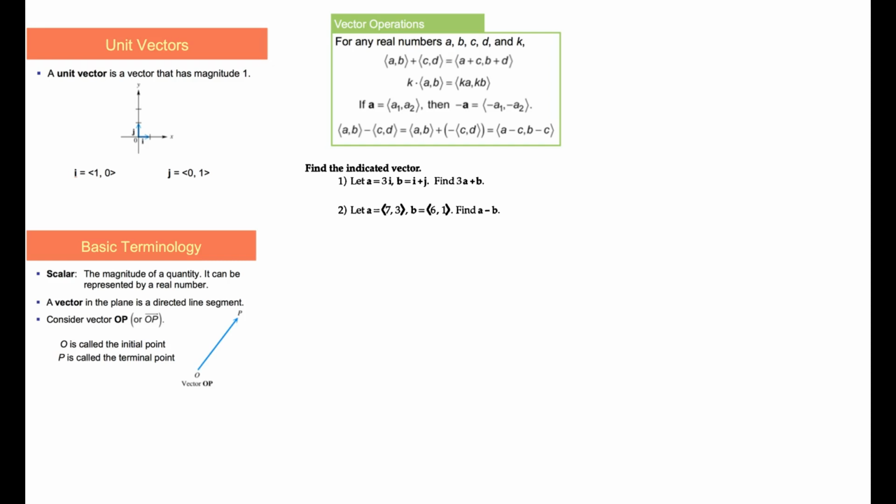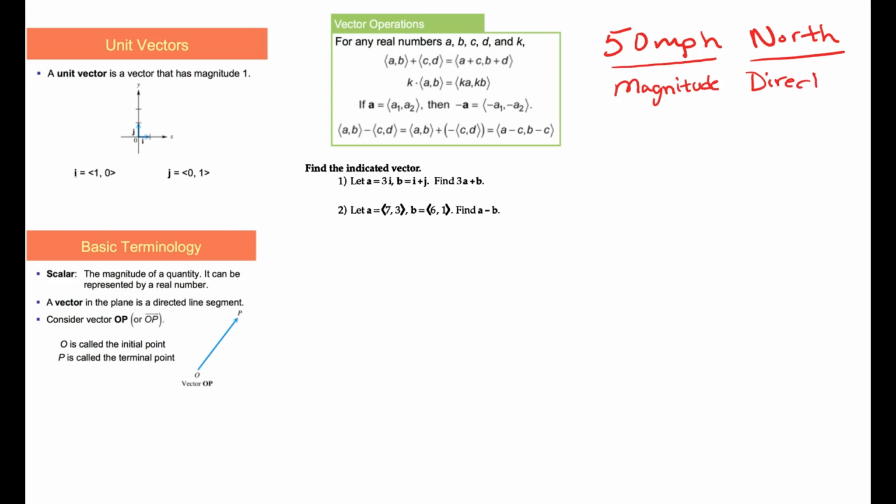So consider that a vector quantity might be like you saying, well, I'm going 50 miles per hour headed north. Okay, so I'm going to write that down. 50 miles per hour north. Okay, so this quantity represents the magnitude. How much? This represents the direction. So this is an example of a vector quantity.